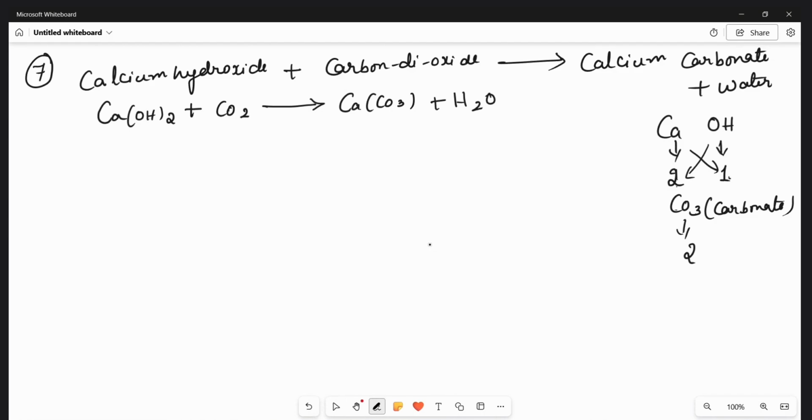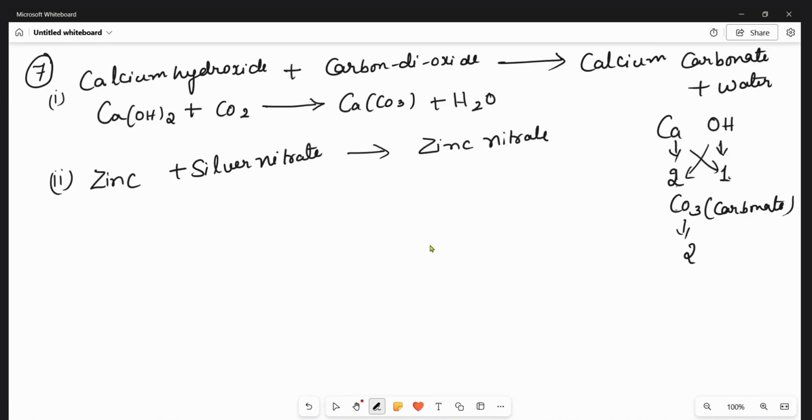Okay, the first one. Next, second one, zinc plus silver nitrate. Zinc plus silver nitrate, we get zinc nitrate plus silver. Write down the equation for this. Zinc Zn, silver 1, zinc 2.